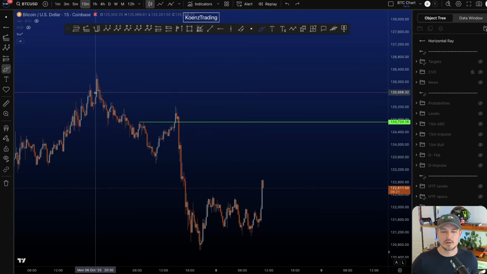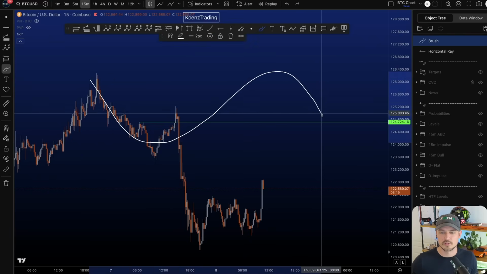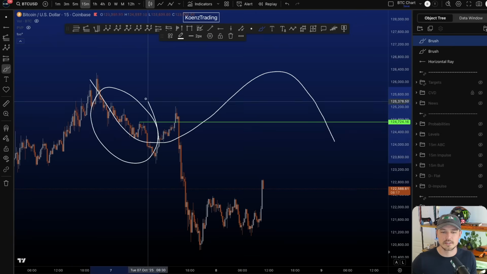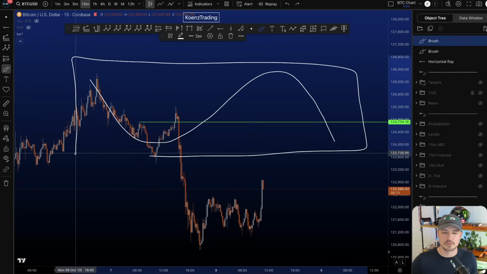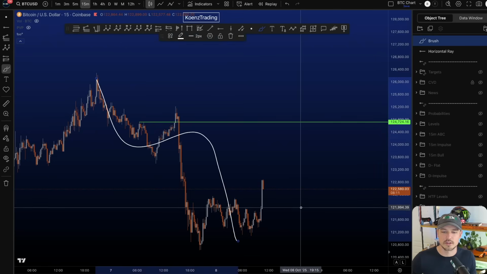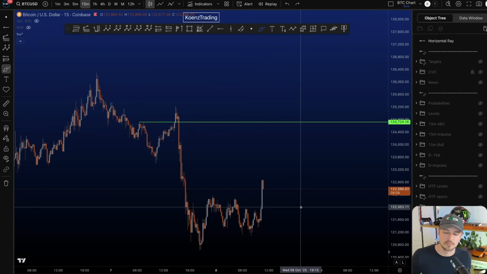And in that video, I was also drawing therefore the potential for larger corrective structure, because this can be the beginning of a larger corrective move. I realized I was drawing a sideways structure, but a WXY double zigzag being a sharp structure is also a possibility, something I at least keep an eye on here with the price action that we have.